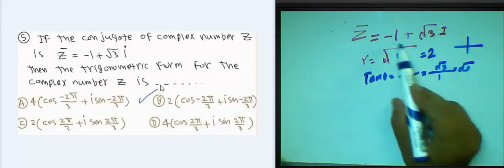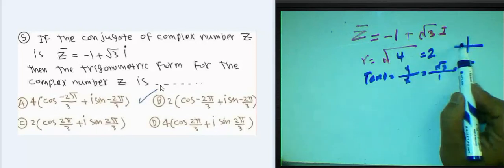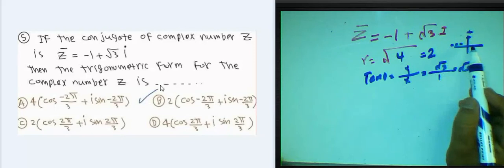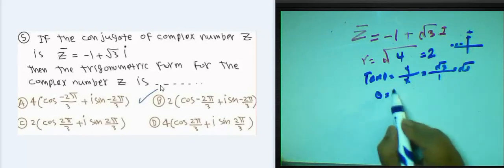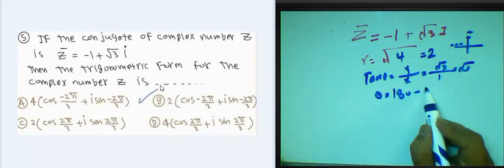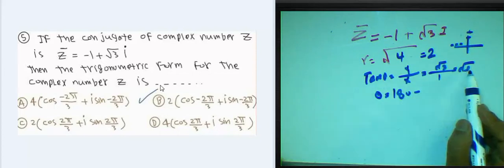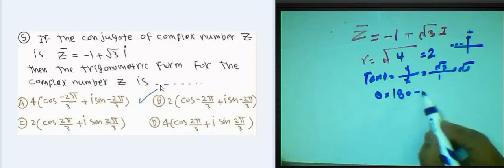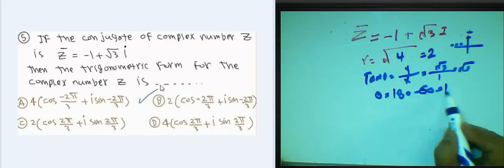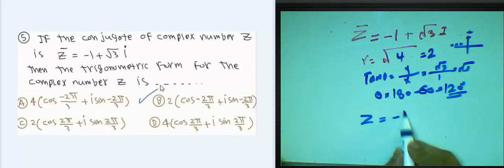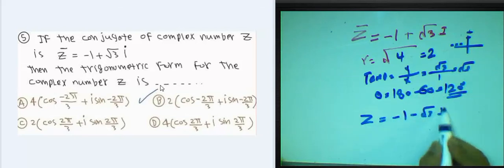The signs here are negative and positive. Negative for x and positive for y lies in the second quadrant. In the second quadrant, theta will be 180 subtract the angle here. We know tan 60 equals root 3. Then the angle here is 180 minus 60 equals 120 degrees. Then z here will be negative 1 negative root 3 i.